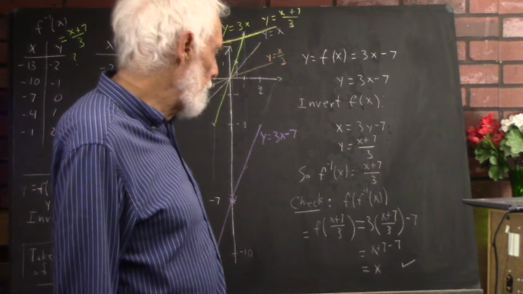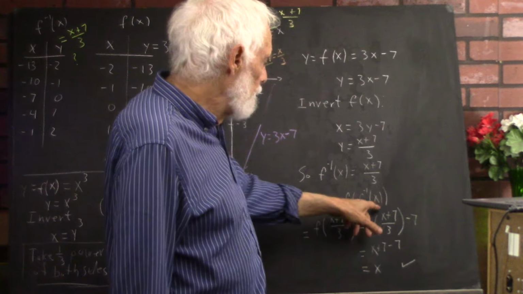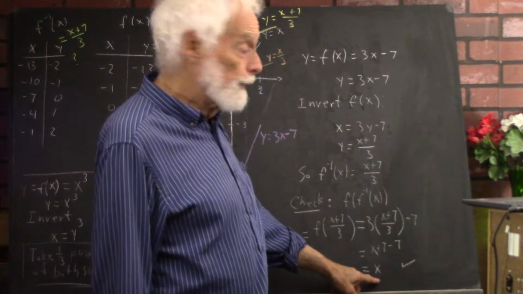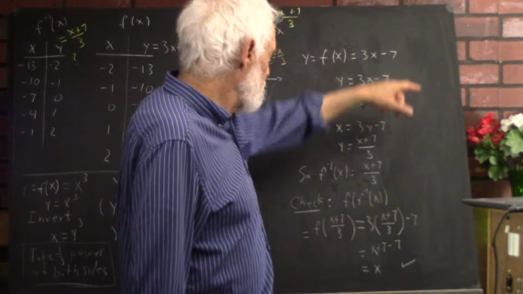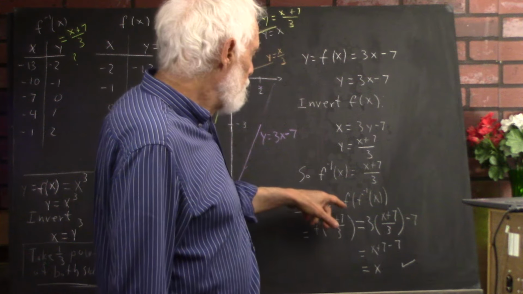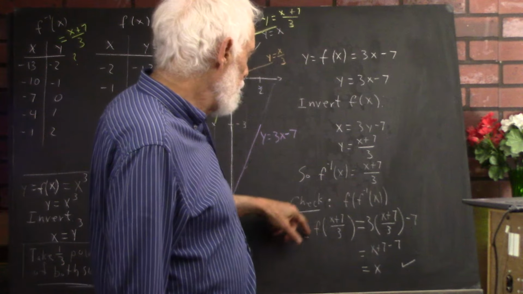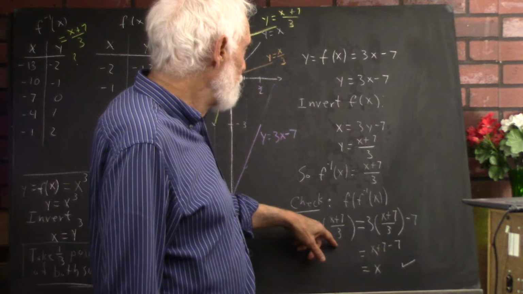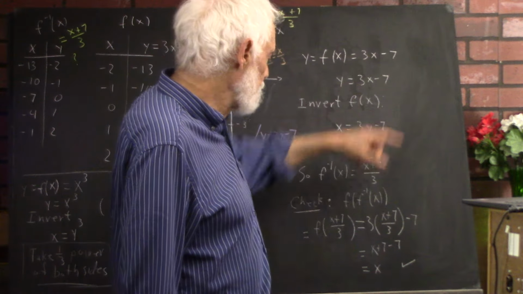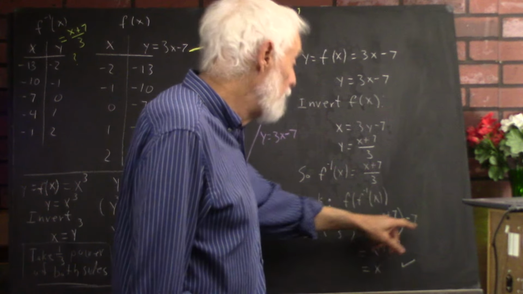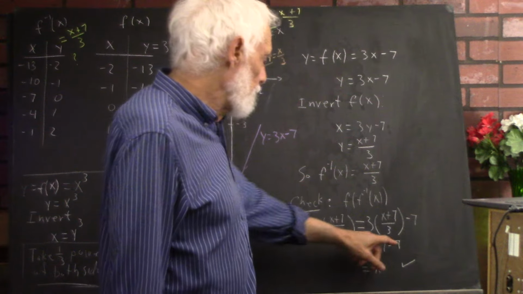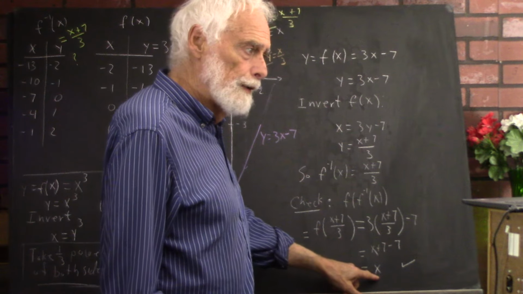We verify that. f of f inverse of x should end up equaling x, and in this case it does. f of x is 3x minus 7, so f of f inverse of x is f of (x plus 7) over 3. Since f of x is 3x minus 7, f of (x plus 7)/3 is 3 times (x plus 7)/3 minus 7. And that simplifies and simplifies again and gives us x.